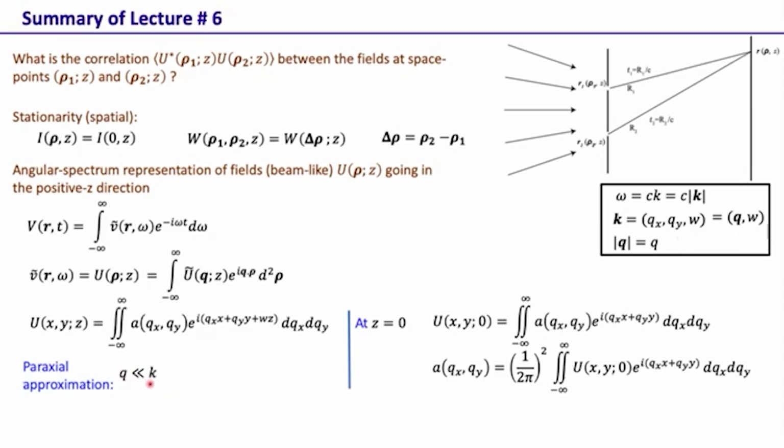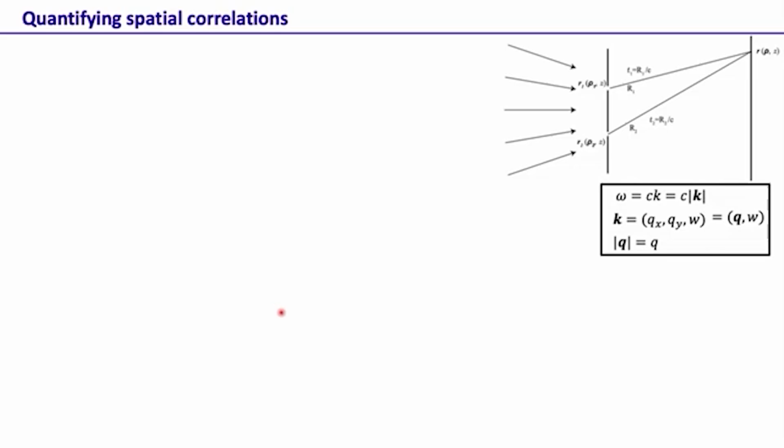So when q is much smaller than k, then we saw that we can write this u in this form: e to the ikz, A(q), e to the iq dot rho, e to the minus i q squared over 2k z, d2q. So that's the form of u for the paraxial approximation, but this is the form of u in the most general case. Okay, so this is what we did in lecture number 6.